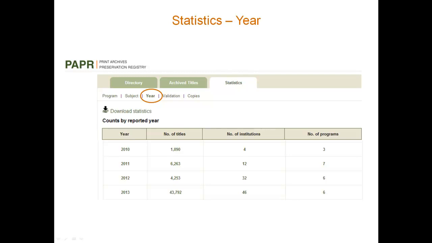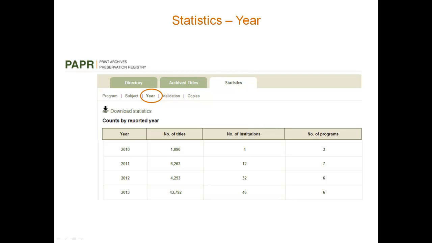And again, all of these numbers, number of titles, institutions, programs, are links into the database, and will retrieve a list of titles or institutions for which commitments were made in any of these years. So the only thing that's not a link is the actual year itself.